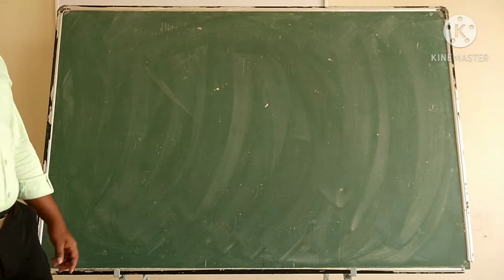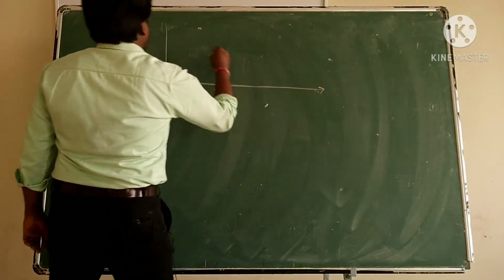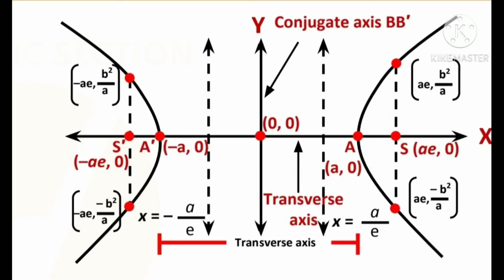See here, the hyperbola will be in this shape. So you have the x-axis and y-axis. This is the exact diagram of a hyperbola. The axis on which the focus points S and S dash lie, the x-axis, is called the transversal axis. The axis perpendicular to the transversal axis is called the conjugate axis. The intersecting point of both is called the origin, the center.